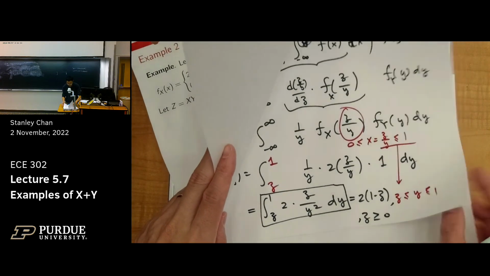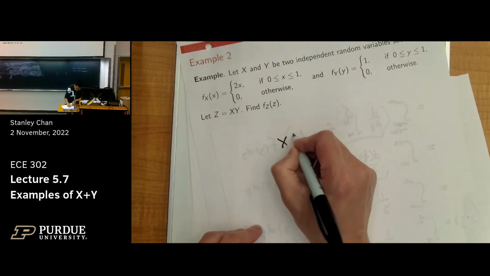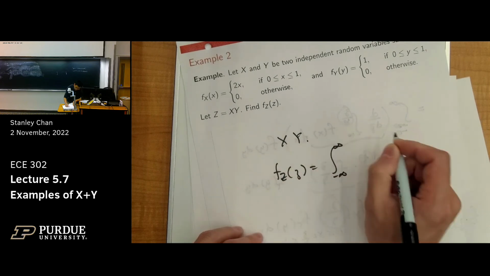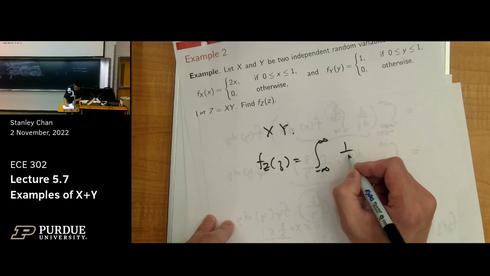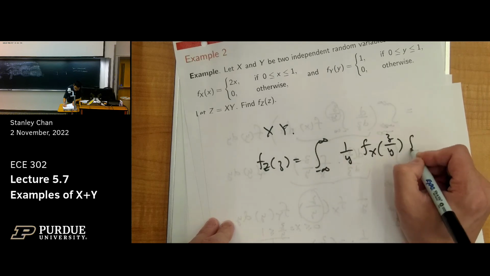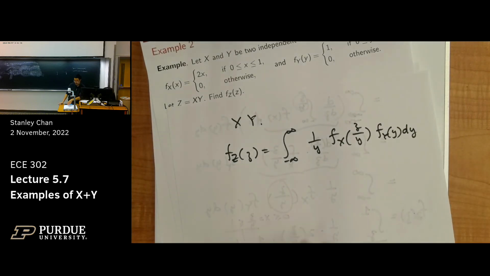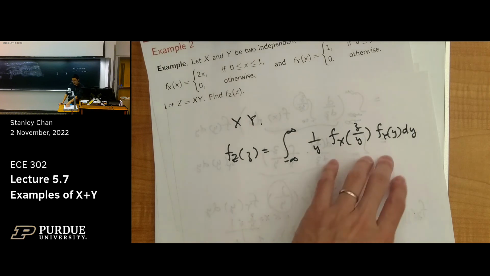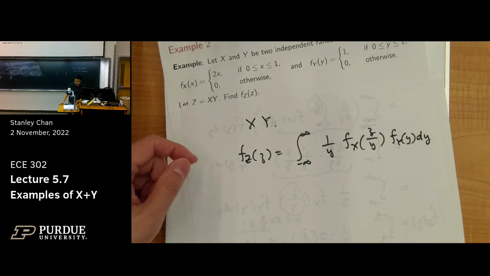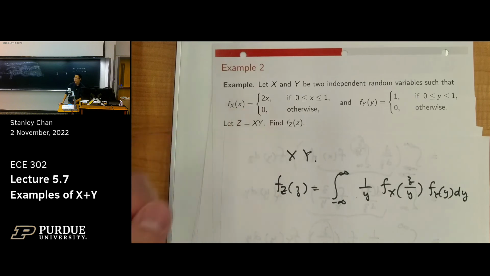If you look at the result here, if you have x times y, then fz of z is the integration of 1 over y times fx of z over y times fy of y dy. It is not convolution. It's like a scaled version of x times fx, and then there's another scalar that goes out. So that is the generic result for any x times y.